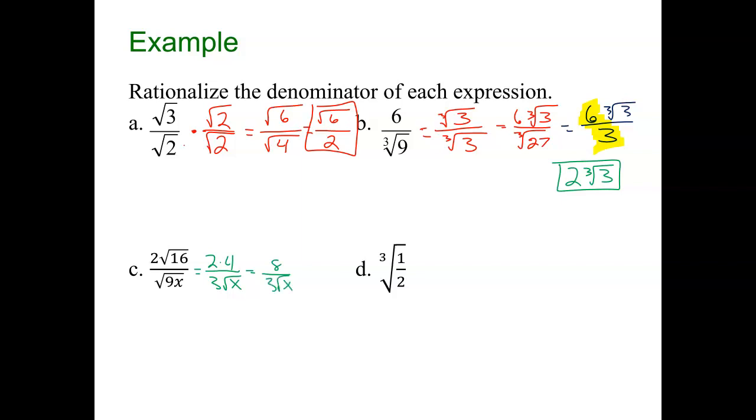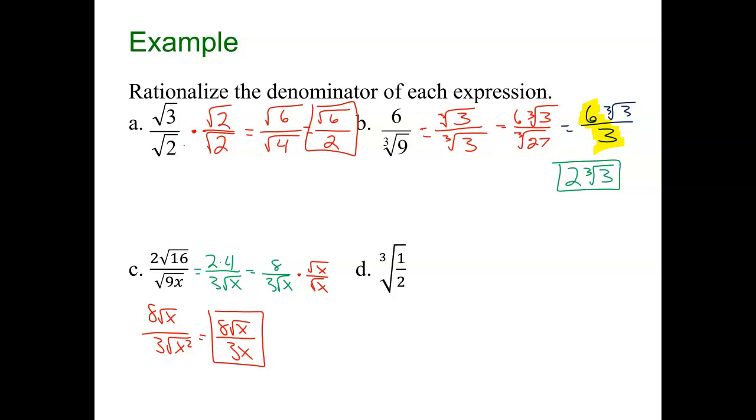Now I need to multiply. What can I multiply x by so that it becomes a perfect square? The square root of x. So I have 8 square root of x over 3 square root of what? x to the second. So when I take the square root, I end up with 3x. So whether there's rational numbers or variables, it's the same thing. We're looking for that perfect square or that perfect cube. So what radical can I multiply it by so that I get that result, allowing me to remove the radical from the denominator?